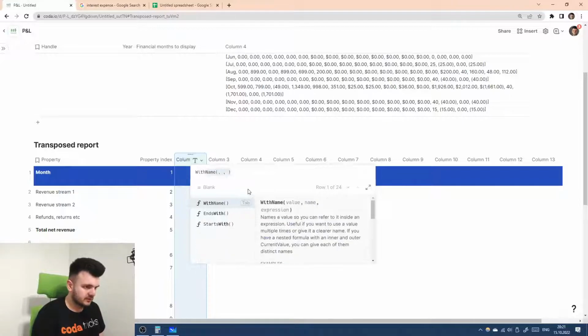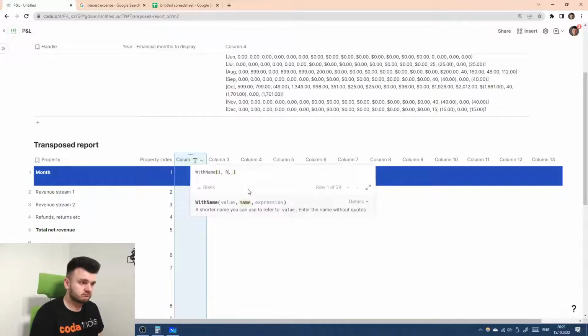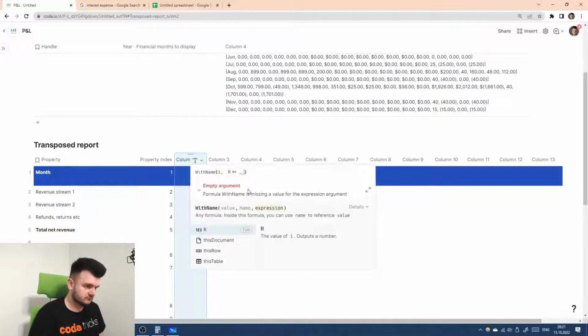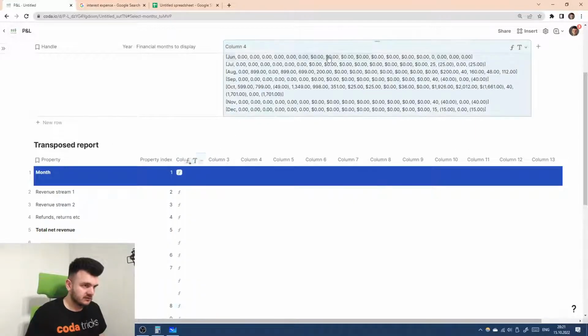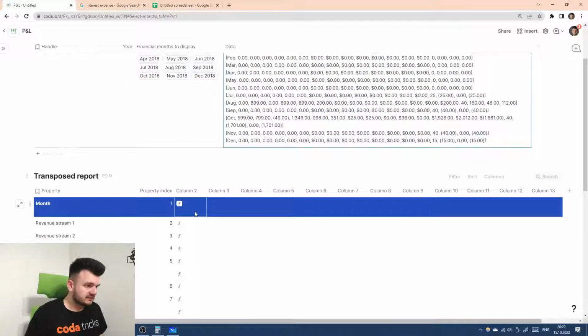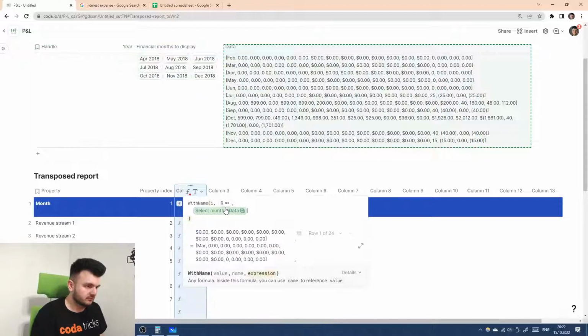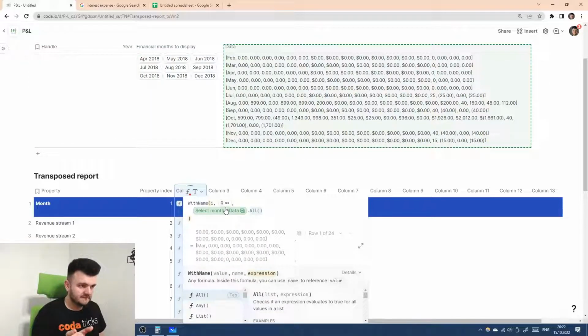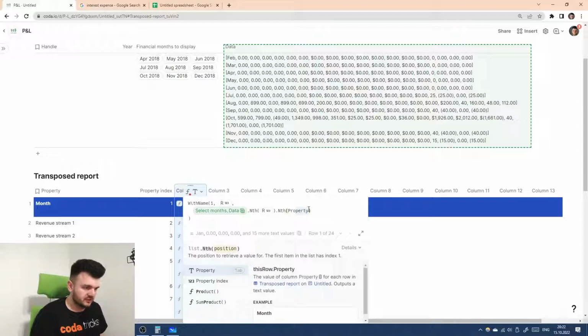And now the formula here will be, let's say, with name 1 row, and we take the data. We take the select months from data. First, I find the necessary month row, so in our case the first one. And then I find the value of the property index.